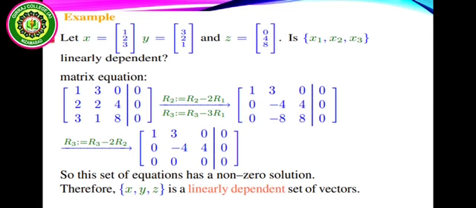First the matrix is reduced to upper triangular form. Then we get the upper triangular form with rows 1 3 0 and 0 -4 4, and the last row elements are 0 0 0. Here the non-zero diagonal values are in the first and second columns, and the third column's diagonal value is 0. These two elements are called pivot positions and these two columns are pivot columns. How many pivot columns are there? 2. So this equation has a non-zero solution, therefore x, y, z is linear dependent.